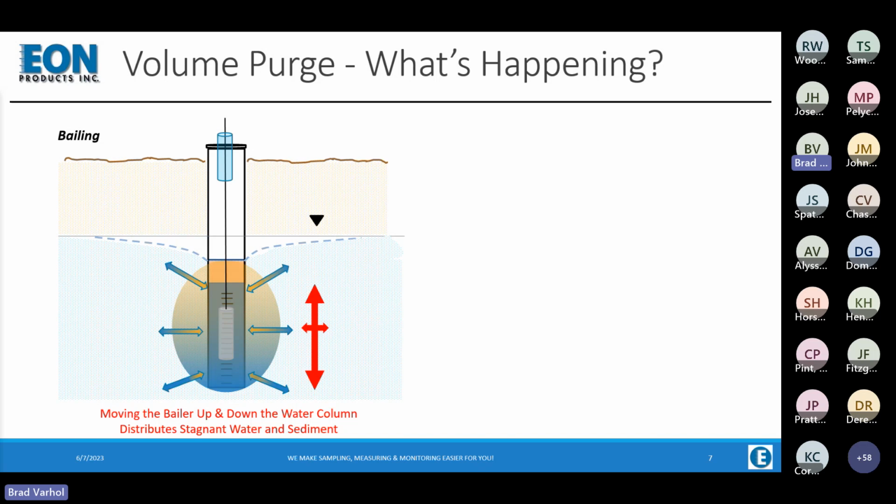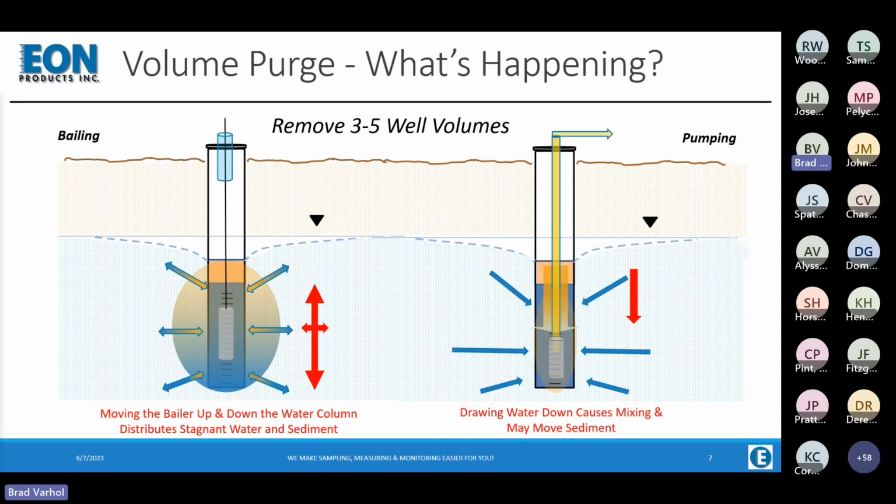So if we were to take a sample immediately, we know intuitively and kind of visually here by this diagram that the sample wouldn't really represent the true quality of the aquifer. So in the guidance, it's been determined that we want to remove about 3 to 5 well volumes to ensure that we have a good chance of sampling only well water and not this different water that is in the stagnant area.